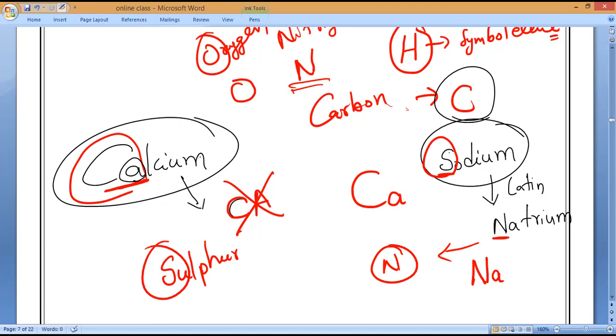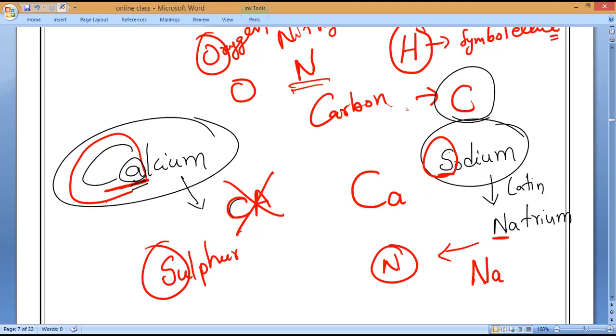For example, calcium and calcium if we take, we are taking Ca. Suppose some other element also has the first two letters the same. Then what will we do? We'll go with the third letter. Understanding? But anyhow, we'll represent with only two letters. That is what you have to remember.